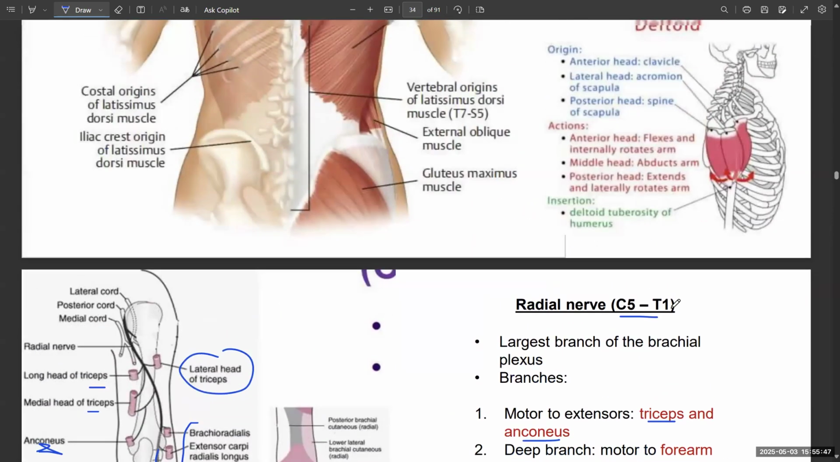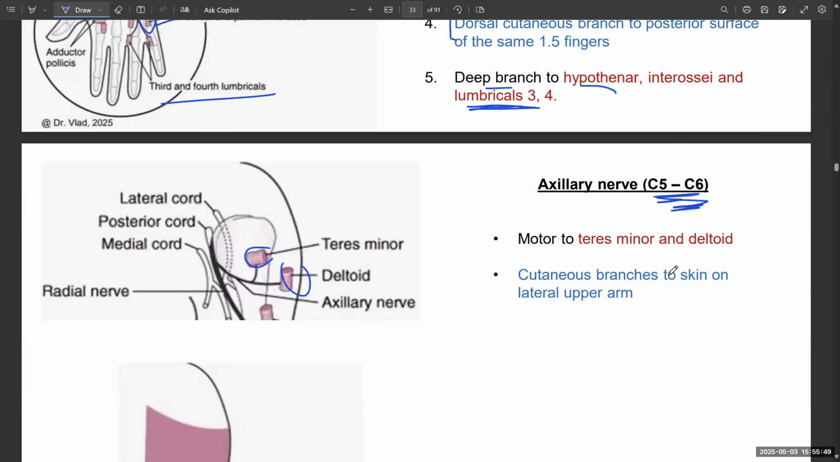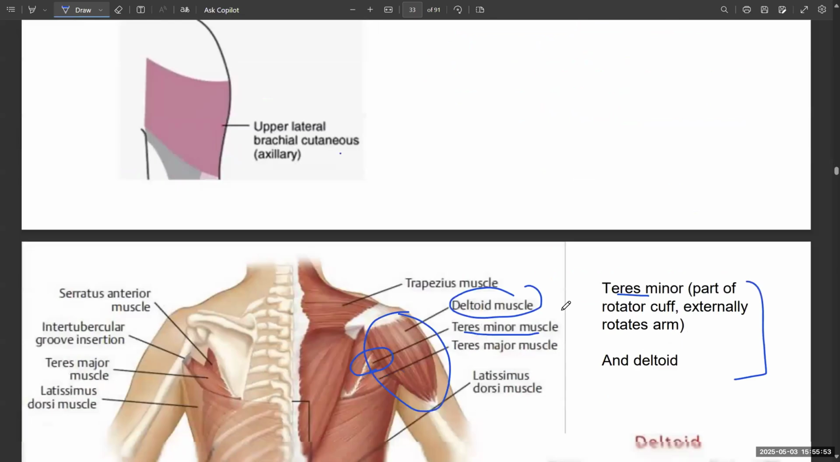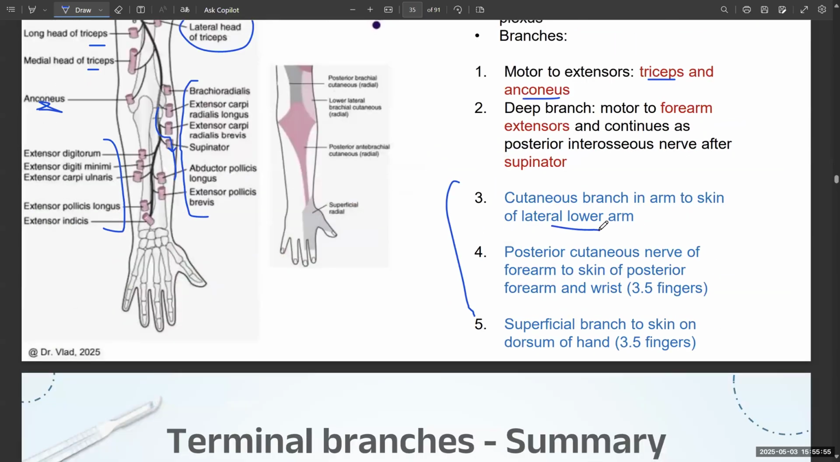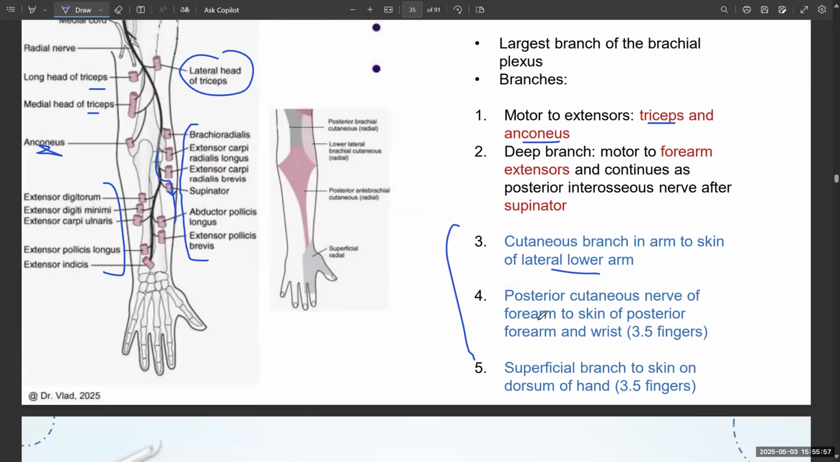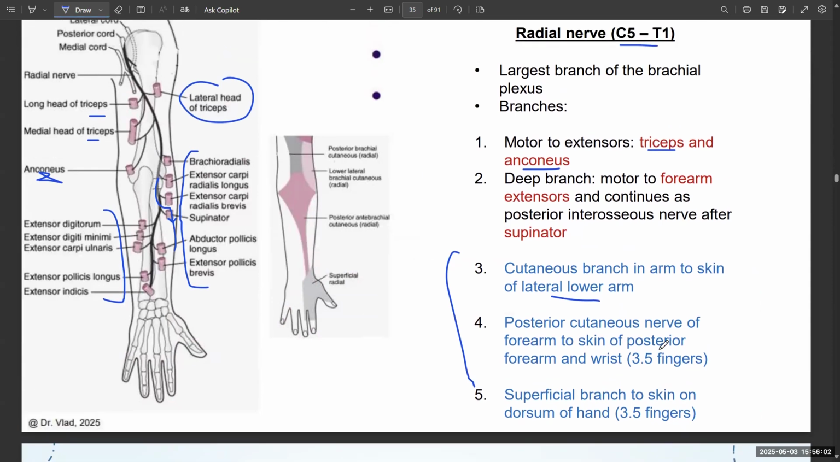Okay. Over here, for the axillary nerve, it was the cutaneous branch to skin on the lateral upper arm, right? For radial, it's the lateral lower arm. And then the posterior cutaneous nerve of the forearm to skin of the posterior forearm and wrist. Okay, so basically, posterior forearm. If you take your forearm, the posterior side, and the wrist.